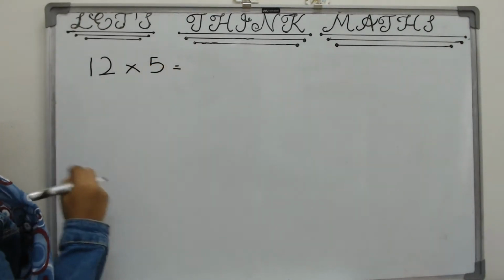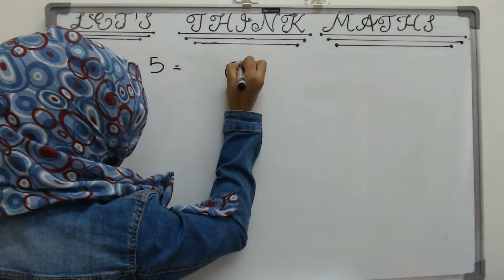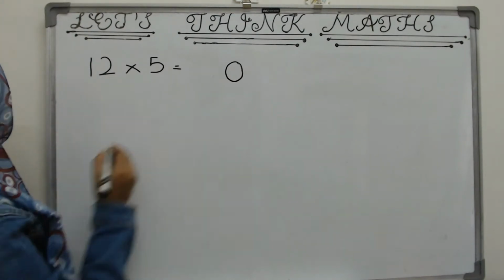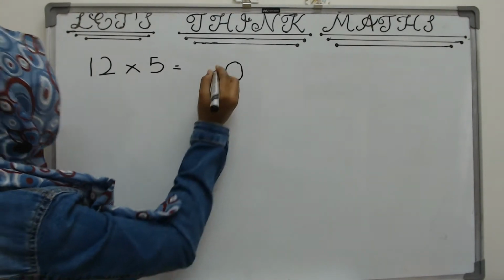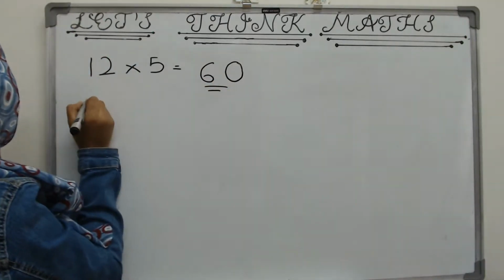When we multiply 5 with any even number, the last digit will be 0. For the preceding digits, we will divide 12 by 2. 12 by 2 is 6. This is your answer. Now let's move on to another number.